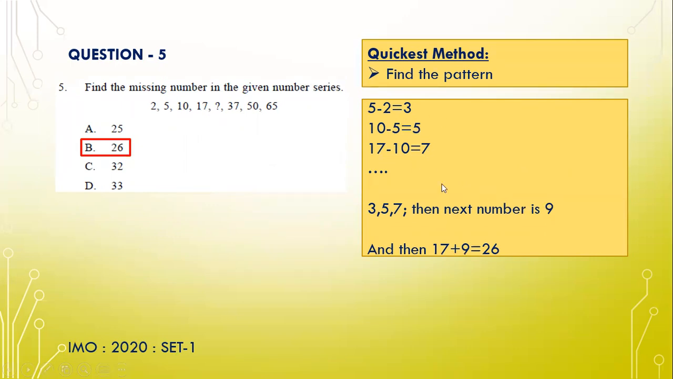What is the next number? Next number is 9. So the difference between 17 and this number should be 9. So 17 plus 9 is 26. So the number is 26. Again, now 26 and this number should be 11. So 26 plus 11 is 37. 37 and this number should be 13. So 37 plus 13 is 50, and 50 and this number, the difference should be 15. So 50 plus 15 is 65.